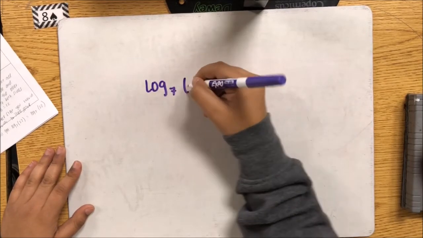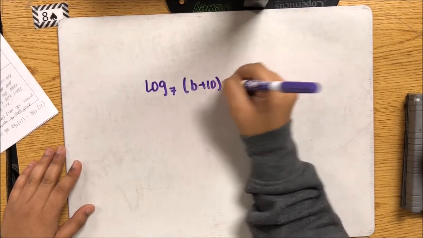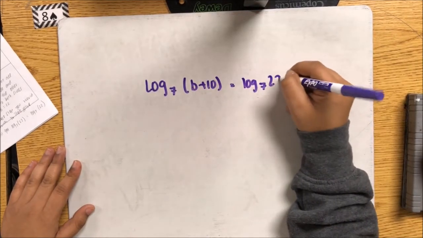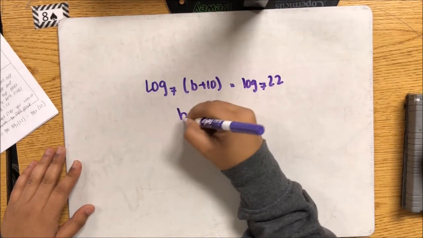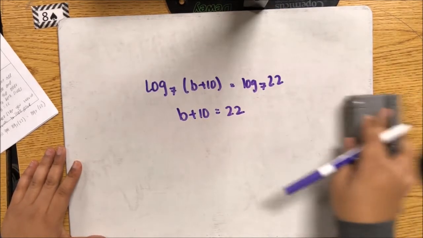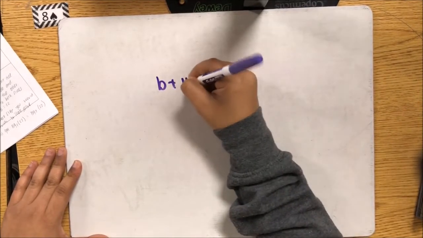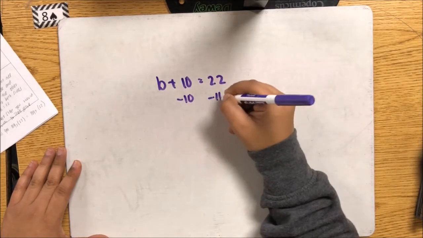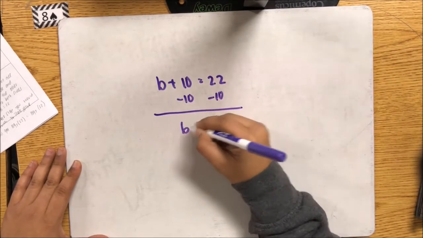The log base 7 are on both sides, so they would compare out. Then you would end up with b plus 10 equals 22. You would subtract 10 from both sides because you want all the variables on one side and all the numbers on the other. By subtracting 10 from both sides, you would get b equals 12.